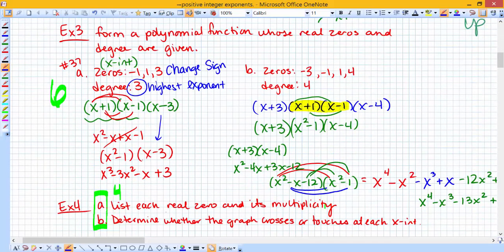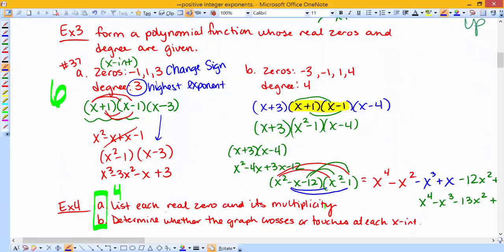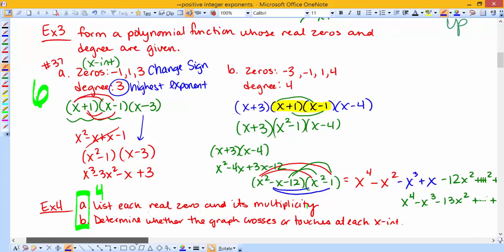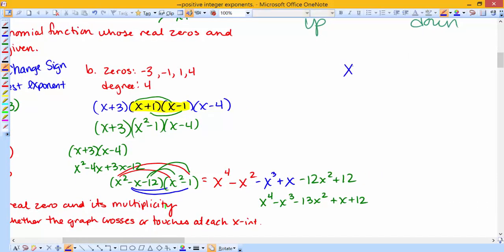And then in example 3, you are going to have some work here, but it's really very basic algebra work. You guys can multiply, you guys can add, you guys can combine like terms. So in example 3, you are having to form a polynomial function whose real zeros and degree are given. So we need to think back. If I was given a function that needed to be factored, so let's say I was given x squared plus 4x plus 3, and I needed to solve for x.